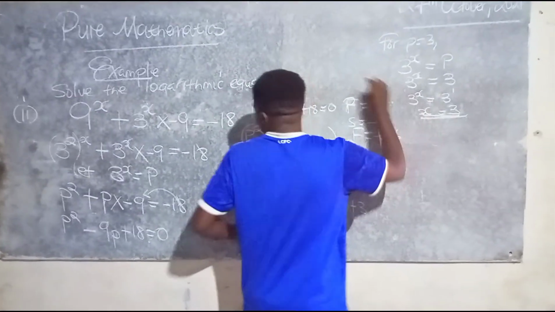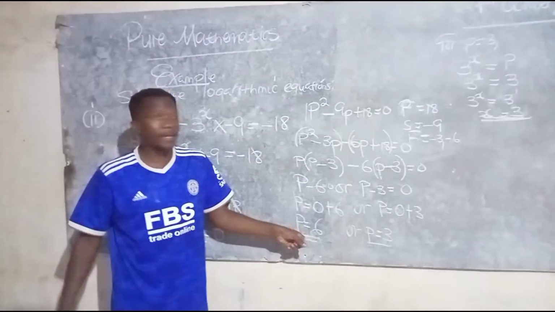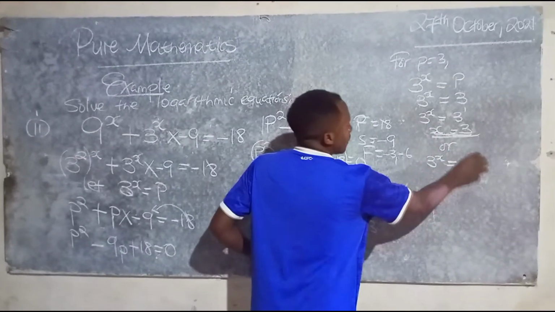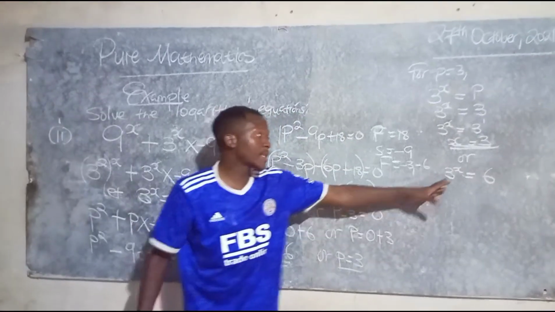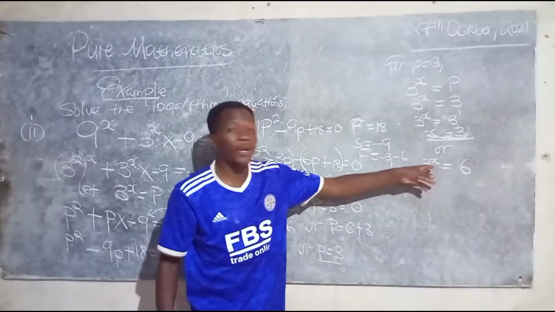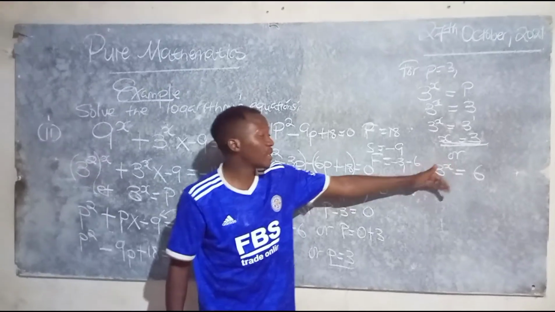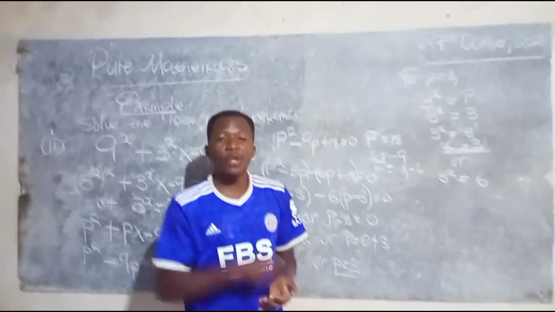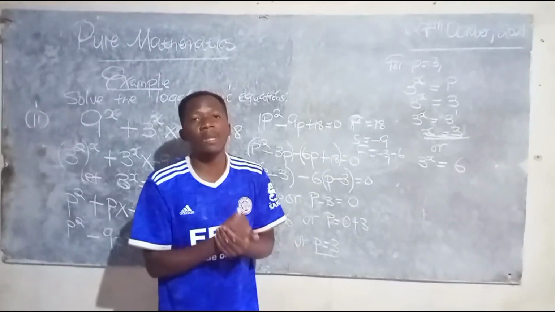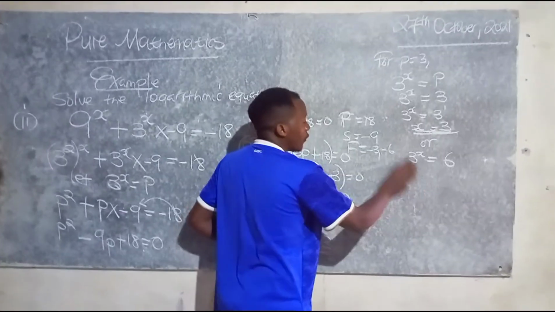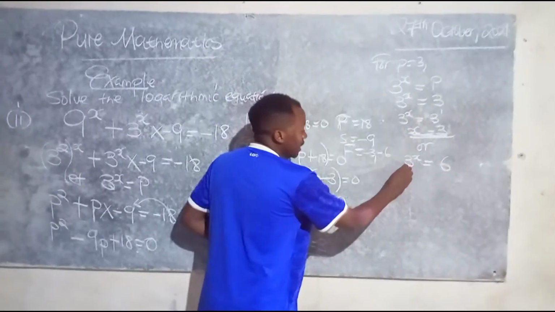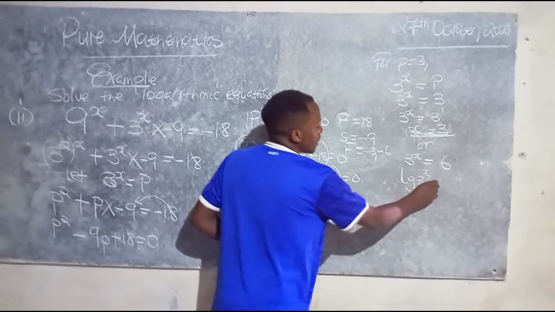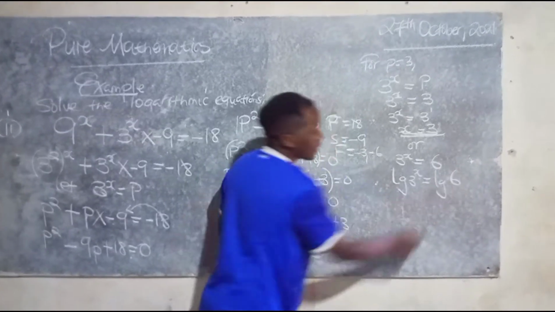Then for p equals 6, we're going to say 3 to the power x equals 6. Remember, this cannot be solved using the exponential index way of expressing or solving, so we are going to introduce common logarithms. When we introduce common logarithms, it's going to be very simple. We denote them as lg: lg 3 to the power x equals lg 6.